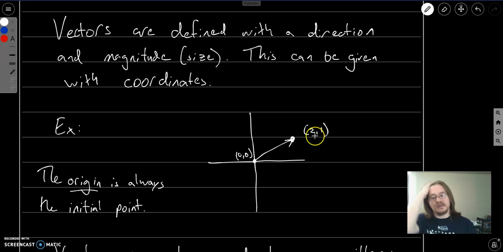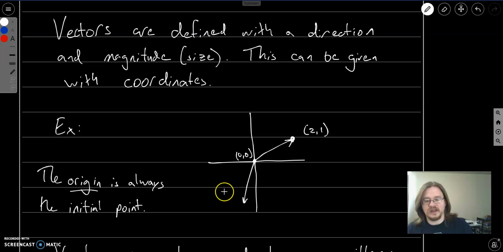This is just a nice way of describing vectors, to give the coordinates rather than saying, oh, it's at this angle and it's this long. And this can be done pretty much anywhere. So we can have, say, -1, -3 as another vector where I'm giving it in terms of the coordinates.